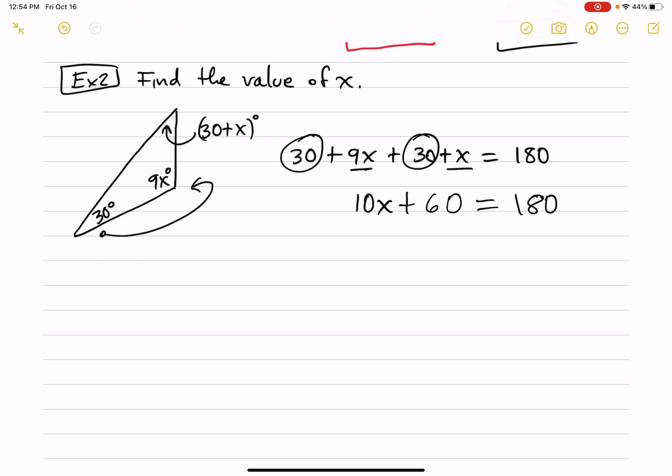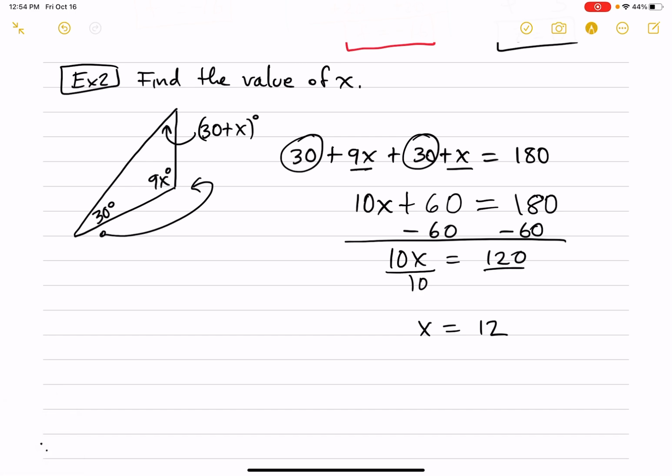Go ahead and solve for x by subtracting 60 from both sides. We get 10x equals 120. And you can solve this mentally thinking about what number times 10 makes 120. That number must be 12, correct? But if you want to show the steps, which I strongly recommend, you want to divide both sides by 10. So that gives us x equals 12.